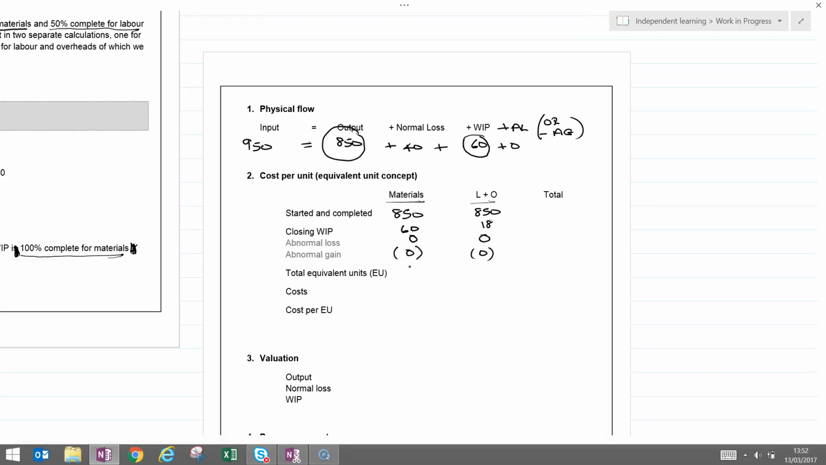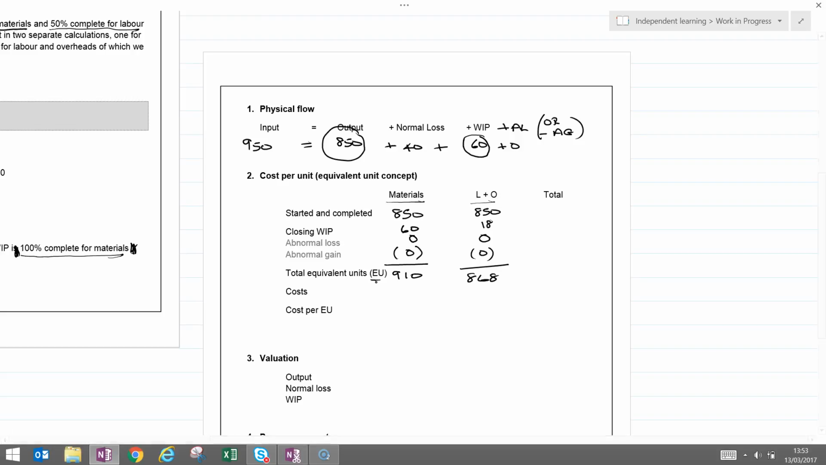We can now total. So 850 plus 60 gives us 910. 850 plus 18 gives us 868. So that's the total equivalent units. Equivalent units being abbreviated to EU. So from the material, we've produced the equivalent of 910 units. And from the labour and overheads, we've produced the equivalent of 868 units.